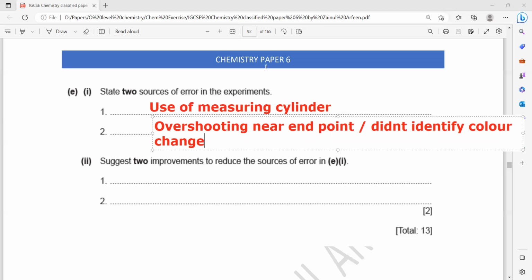If we say colorimeter for measurement, we don't need a colorimeter, it is a very visible change. Actually, if the question was about identifying the rate or the speed of a reaction, in that case you can mention it, but not in a titration.